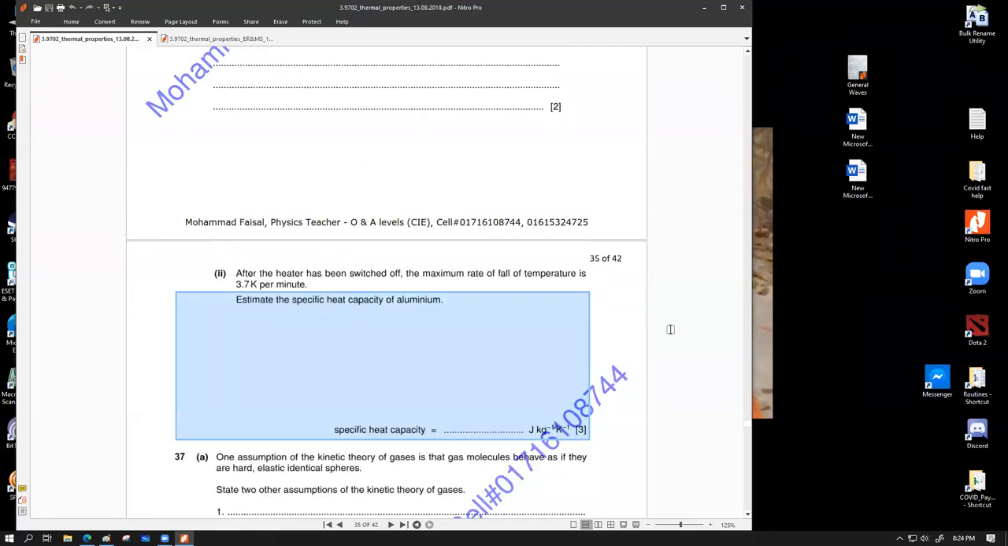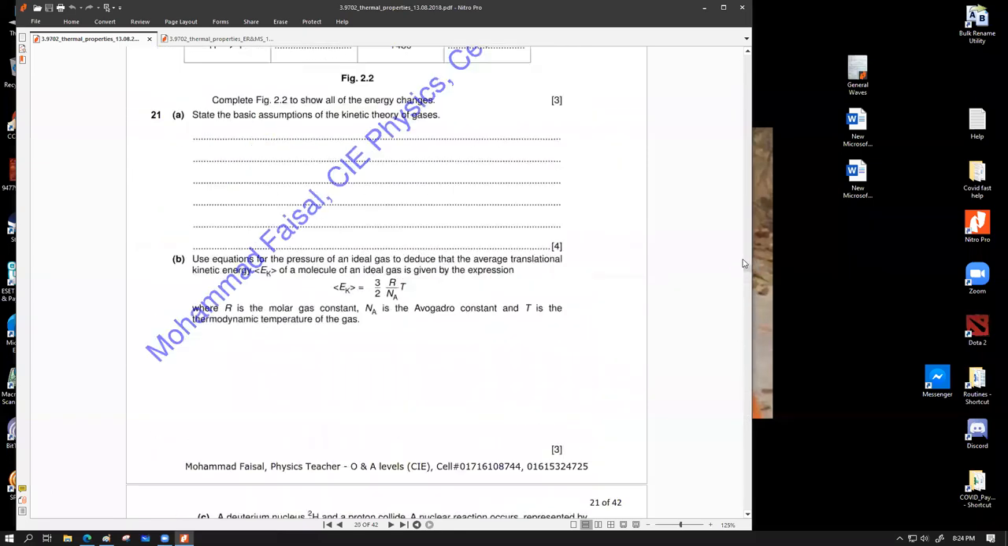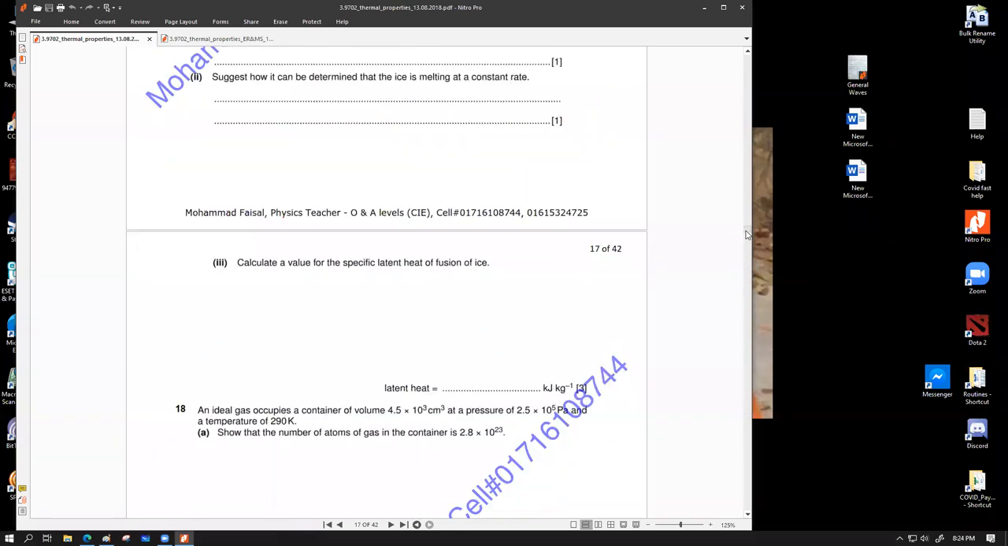But this is important. The reason I wanted to show you this problem is to give you an idea of the different ways that we can circumvent the problem of heat loss to the surroundings and everything. So that's the important aspect that you need to understand.